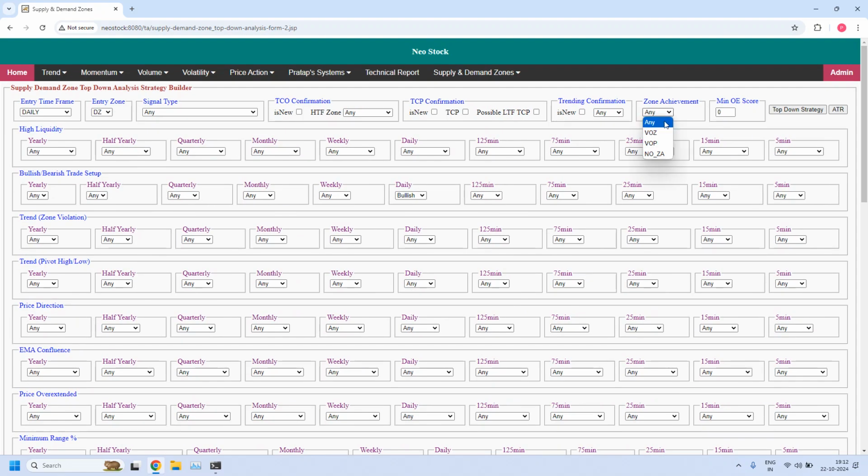Next parameter, zone achievement should always be violated opposing zone, VOZ. And the minimum odd enhancer score for bullish or bearish trade setup should be 12. And all the three parameters are applied to daily demand zone. Now let's verify.